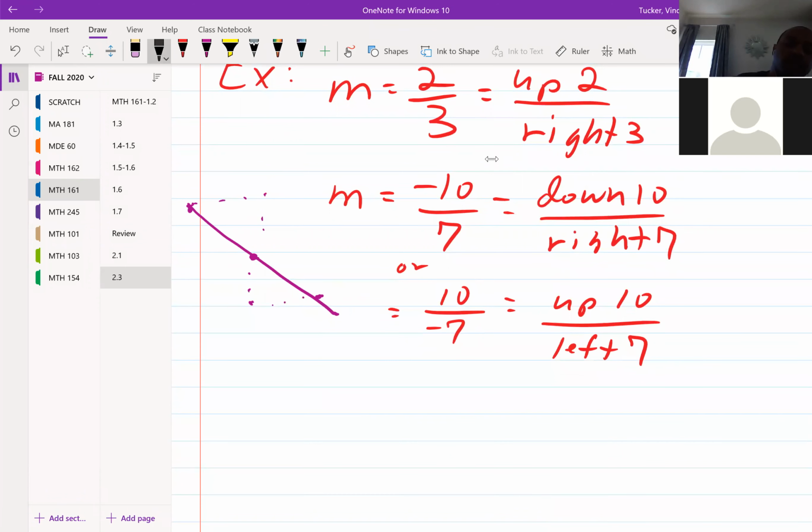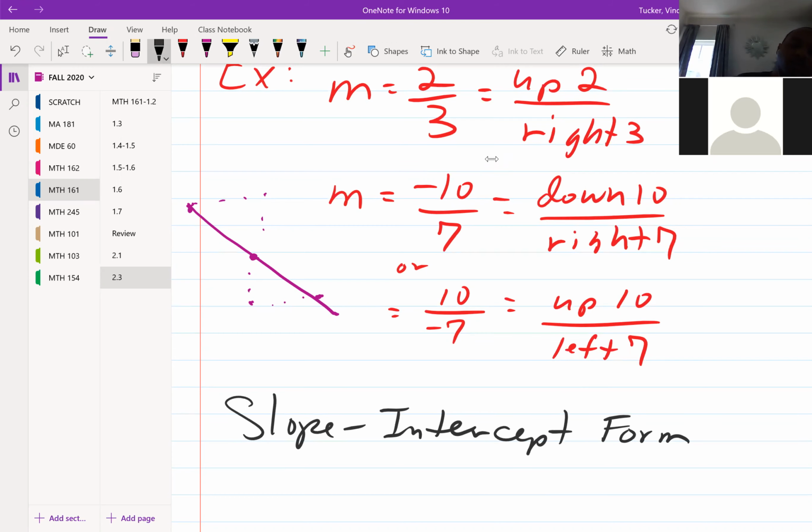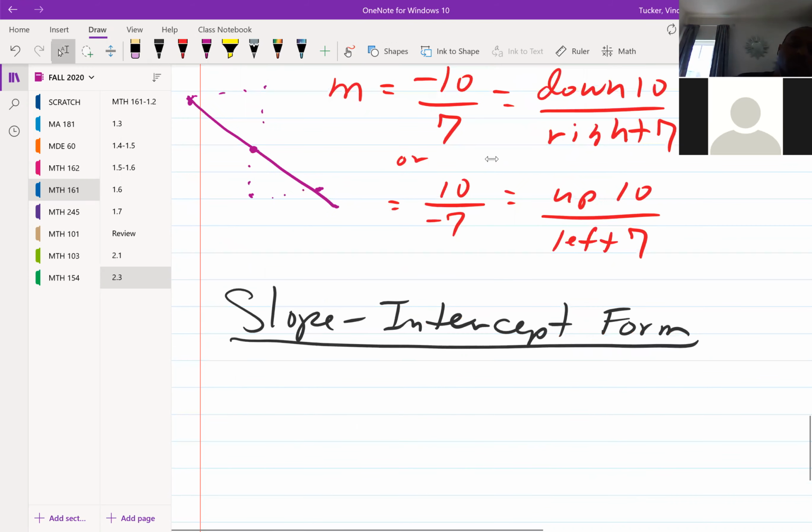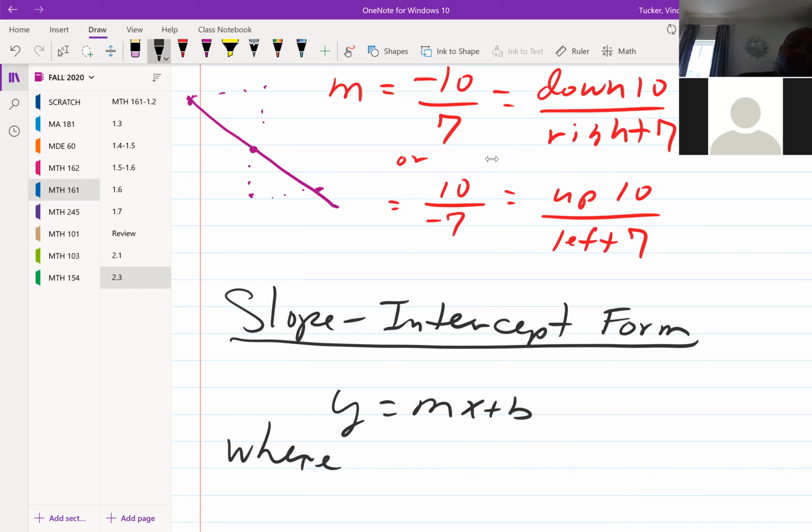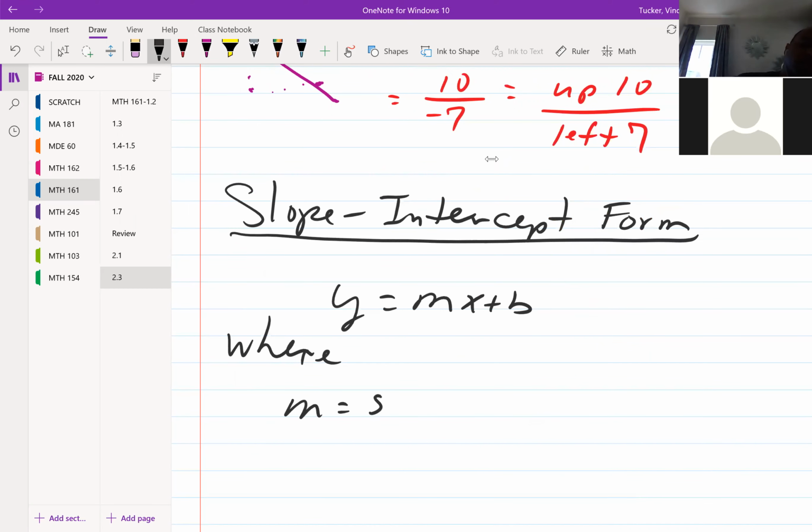All right, one more thing before we use that. So your slope-intercept form, y equal to mx plus b, where the number that's in front of x is your slope, and the other number that's not attached to x is your y-intercept.